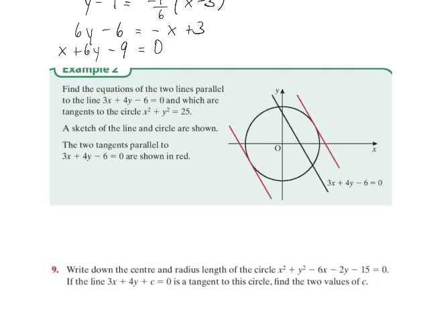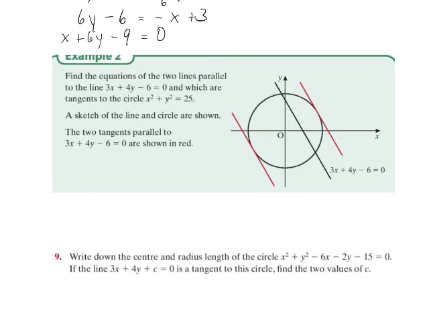Another type of question that we have here is, we have a line and a circle given. This time it is around the origin, so the center is the origin itself, but it could be somewhere else as well. Then we are given a line, this line here, and we are told that we have two tangents that are parallel to this particular line. So we have two pieces of information.